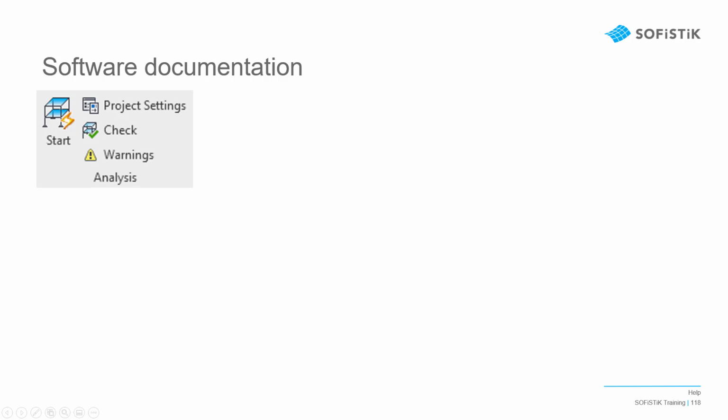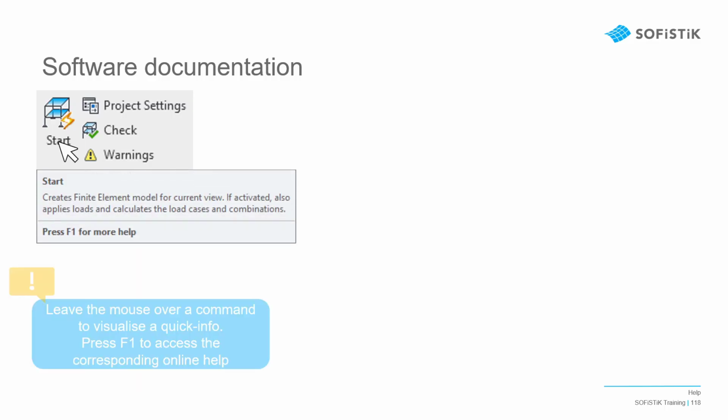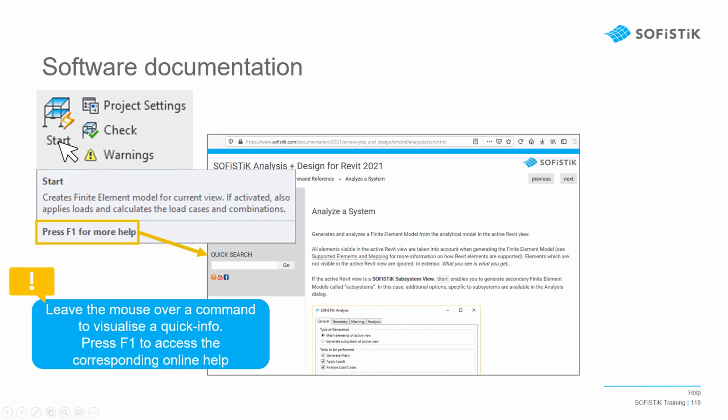You can access the program's documentation directly from Revit, like with any other Revit function. Leave the mouse cursor over the command icon to display the quick info with a summary of the function. Then press the F1 key to open the full documentation page online.